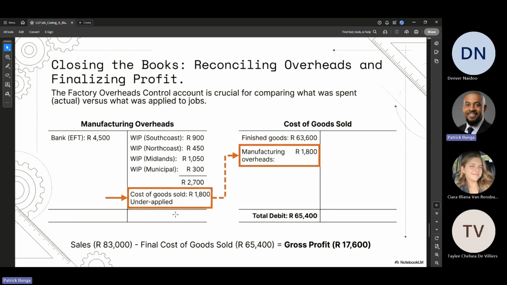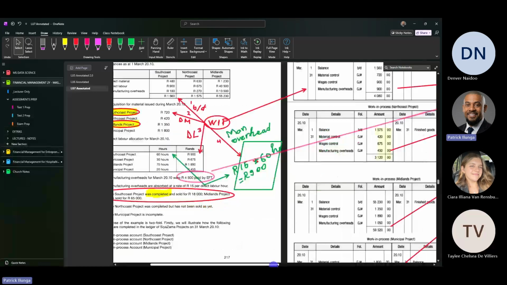So if it is less, clearly it is an under application. And if this is not part of the work in process, it means that we are talking about goods that have already been somehow sold. And I will explain that to you when we go here. And I will say to you this.